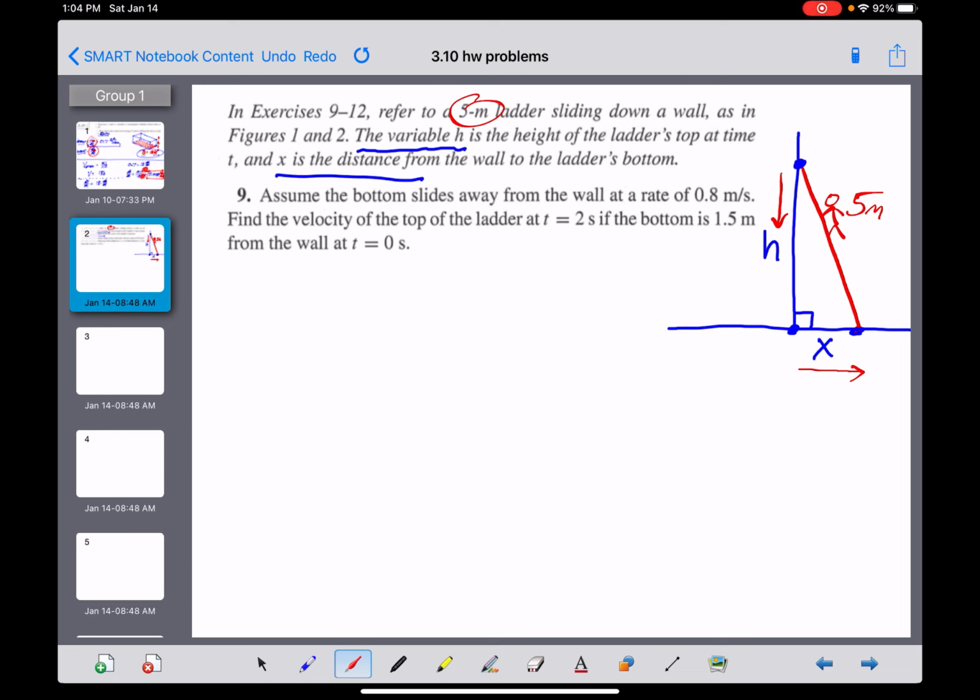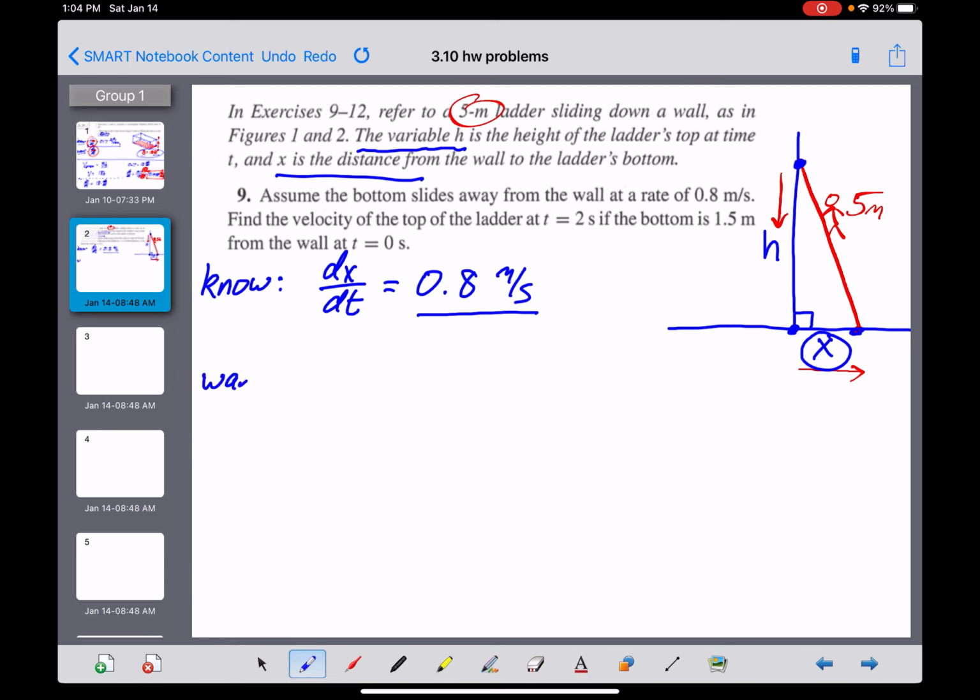Okay, so in number 9, they say to assume that the bottom slides away from the wall at a rate of 0.8 meters per second. What we're talking about is the rate of change of x. So that is the derivative, or the rate of change, that they told us in this problem. The derivative of x with respect to t is equal to 0.8 meters per second. Since x is increasing over time, it makes sense that this derivative is positive.